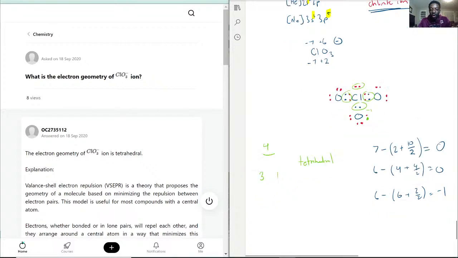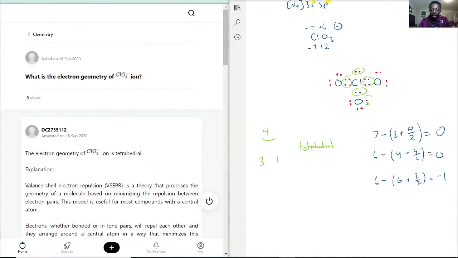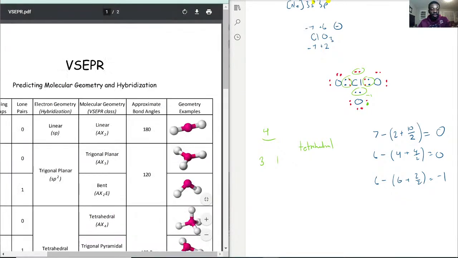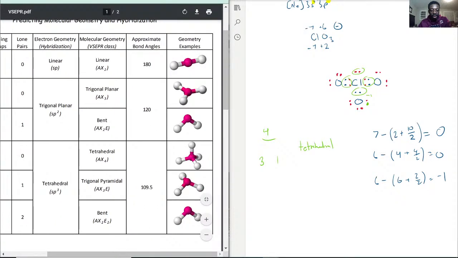And when you have 3 and 1, if I remember correctly, it's going to be a, not trigonal pyramidal, it's going to be a, I'm going to look it up here. Valence shell electron pair repulsion theory, it's going to be trigonal pyramidal. There we go. Yep. This is what it's going to look like here. Trigonal pyramidal.